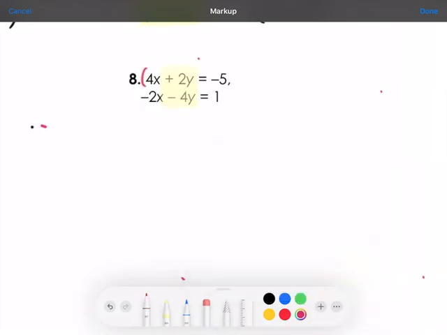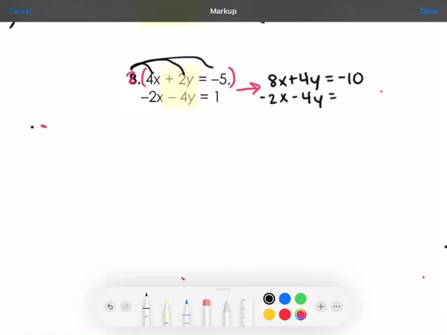So I'm going to multiply the top equation just by 2. So I get 2 times 4 is 8x. 2 times 2y is 4y. And then 2 times negative 5 is a negative 10. On the bottom, I just rewrite. So I have 8x minus 2x, which is 6x. 4y minus 4y cancels. And negative 10 plus 1 is negative 9.